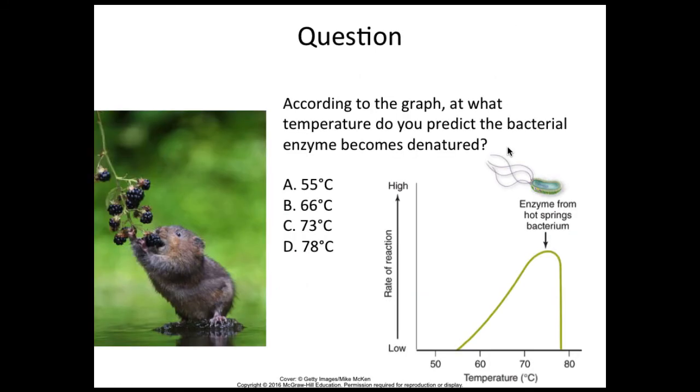All right, so if we look at this graph, at what temperature would we predict the bacterial enzyme becomes denatured? The best answer is 78 degrees Fahrenheit, because that's where the peak of the graph is seen. Just before 78 degrees is not the highest rate of reaction.